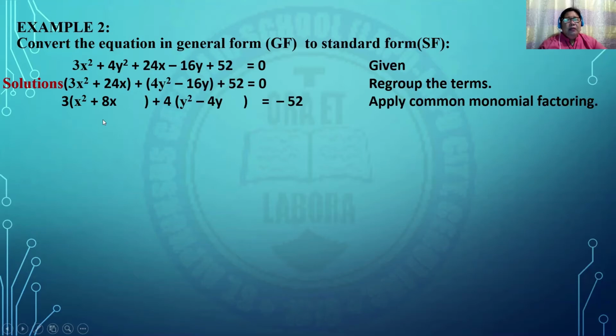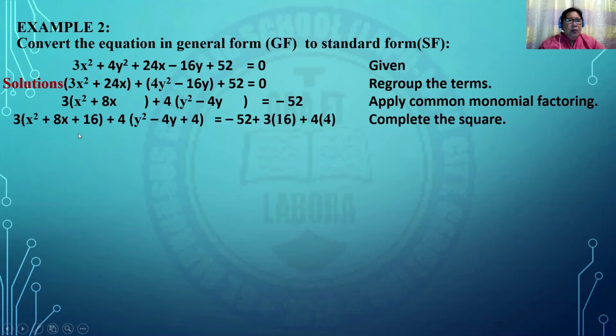Then apply common monomial factoring. The common factor of 3 and 24 is 3. Take out 3. So 3x squared divided by 3 is x squared. 24x divided by 3 is 8x. Common factor of 4 and 16 is 4. Take out 4. So 4y squared divided by 4 is y squared. Negative 16y divided by 4 is negative 4y. And transpose 52, that is equivalent to negative 52.